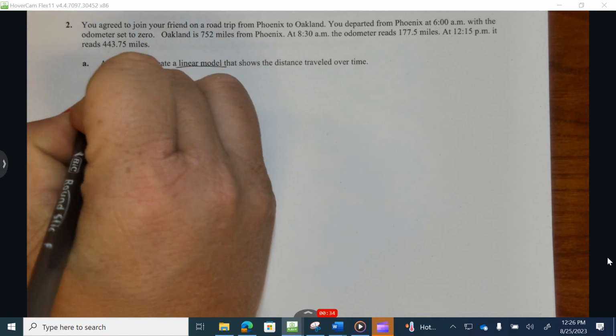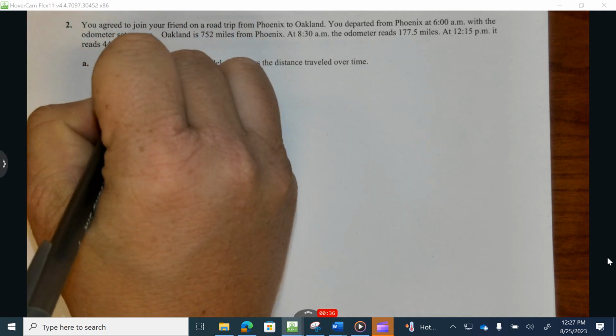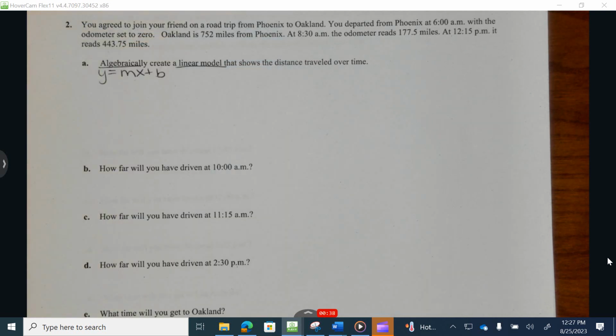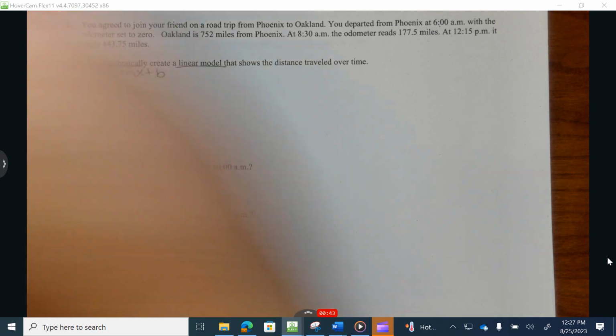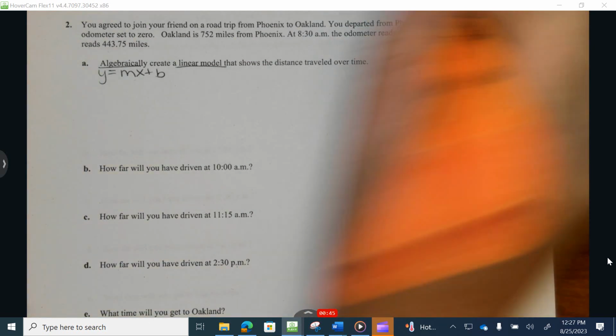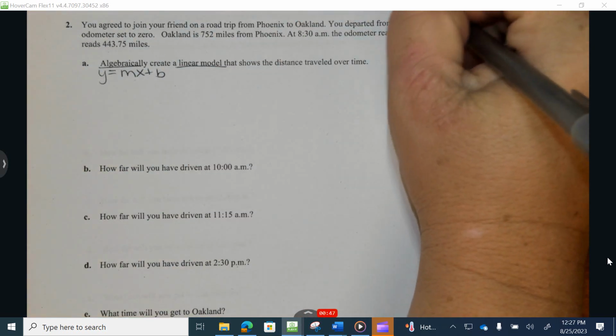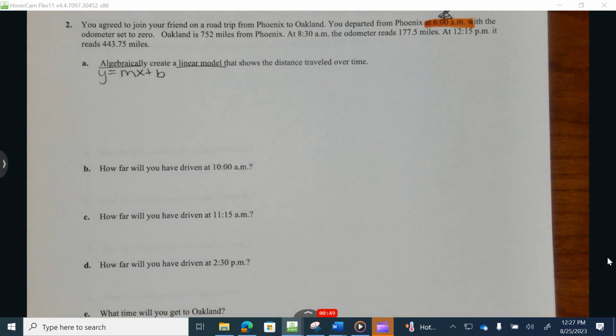So they're looking for us to use this model. So let's write down the information that we know. We know you leave at 6 a.m. Keep that in mind. I'm going to highlight that and put a star because I know that will play a factor in answering the questions below.